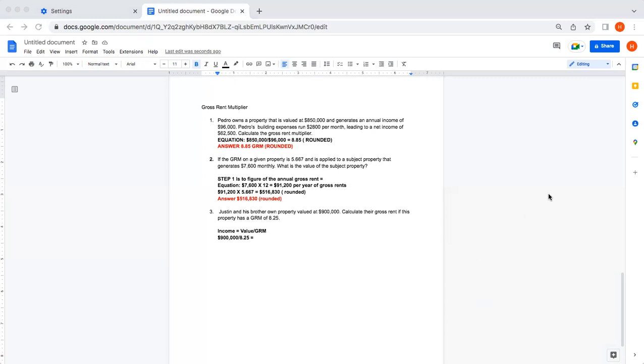900,000 divided by 8.25. And that property is producing almost over $109,000 a year. So the answer is $109,090. And let's just round that to the nearest 100. Okay. And so the answer here would be rounded. And that's it. So this is the answer.